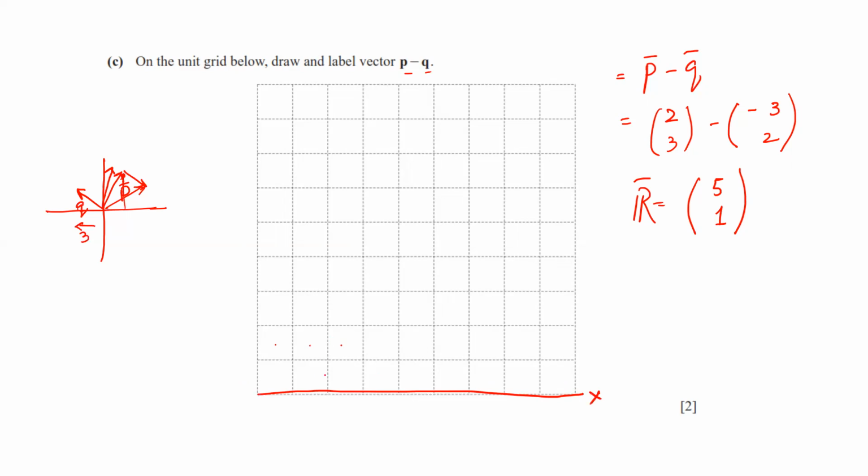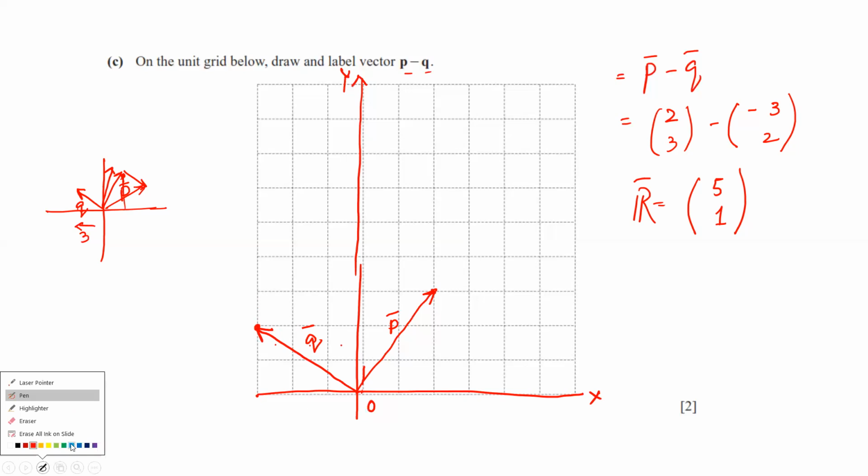So this is my x-axis, and this is my y-axis. So my p will be 1, 2 and 1, 2, 3. This will be my p vector. And q vector will be -3 and +2. This will be my q vector. Okay, this is the origin.